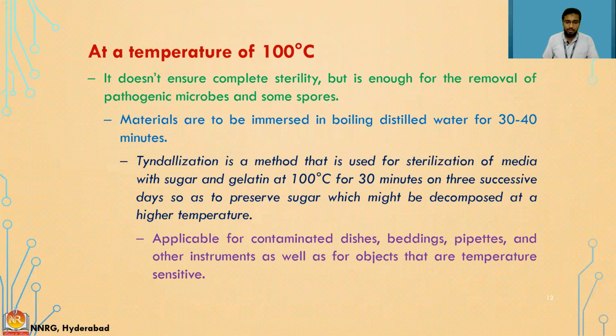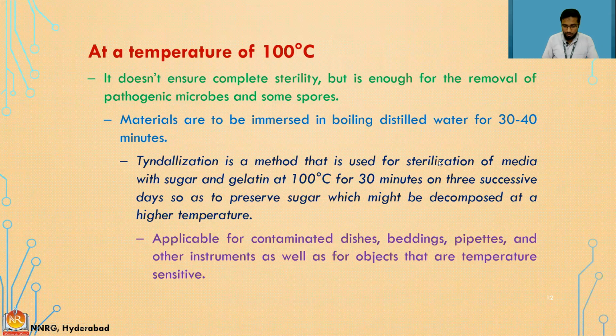Next, heat at a temperature of 100 degrees centigrade. It doesn't ensure complete sterility, but is enough for the removal of pathogenic microorganisms and spores. That means it is effective for spores as well, whereas below 100 degrees centigrade is not efficient for spores. Materials have to be immersed in boiling distilled water for 30 to 40 minutes. Whatever you want to sterilize has to be immersed or dipped into water for 30 to 40 minutes.